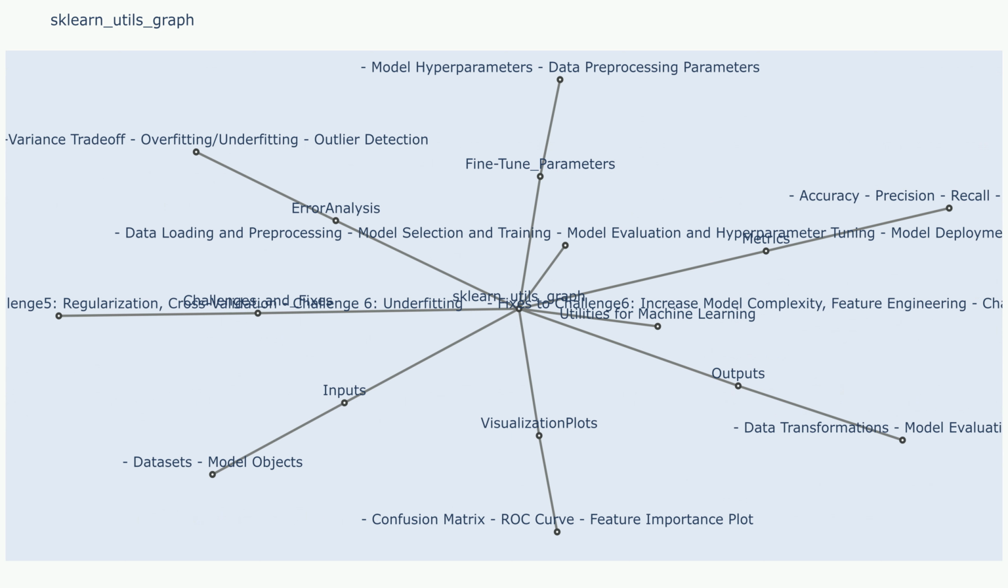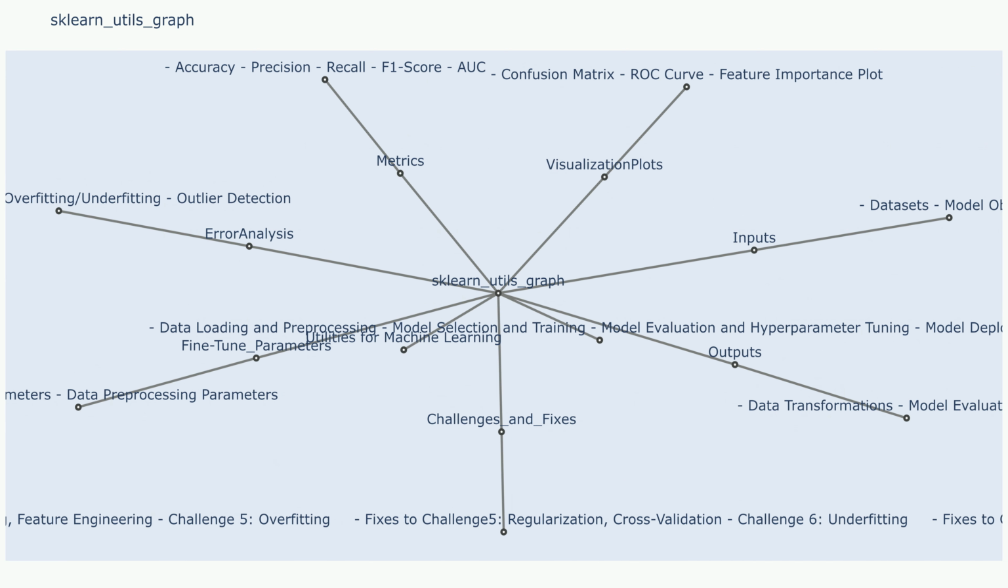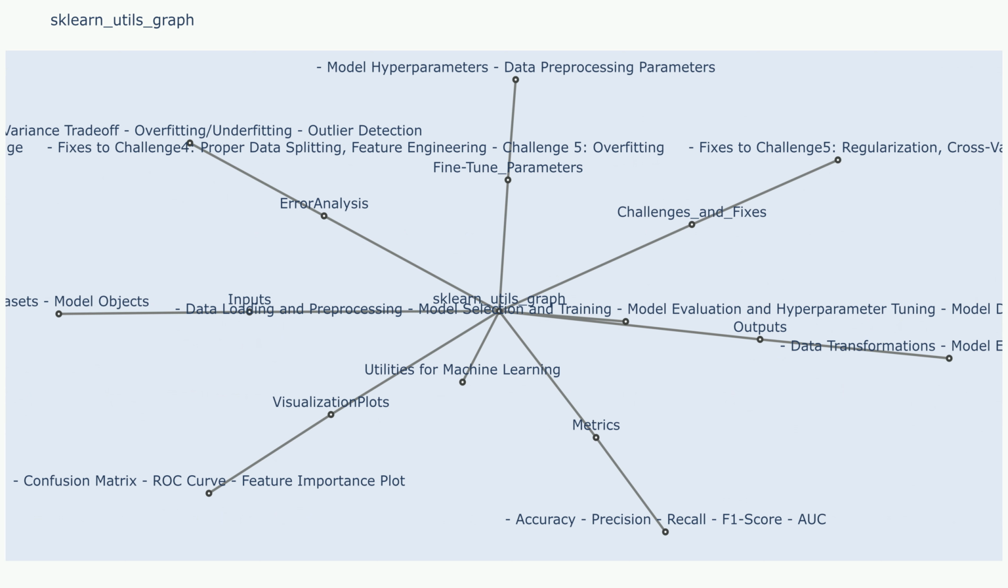Model selection: these utilities help in choosing the best model from a set of candidate models. Common techniques include cross-validation. This technique splits the data into multiple folds and trains the model on different combinations of folds to estimate its generalization performance. Grid search: this method systematically searches over a predefined range of hyperparameter values to find the optimal configuration for the model.